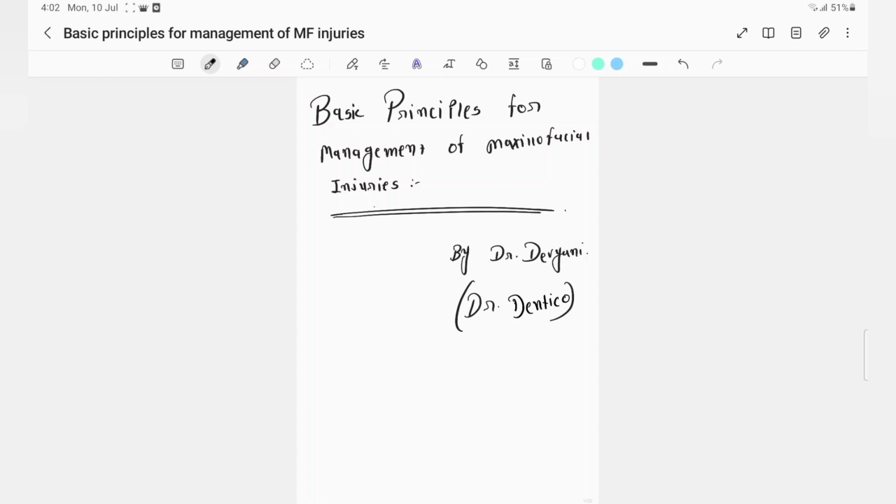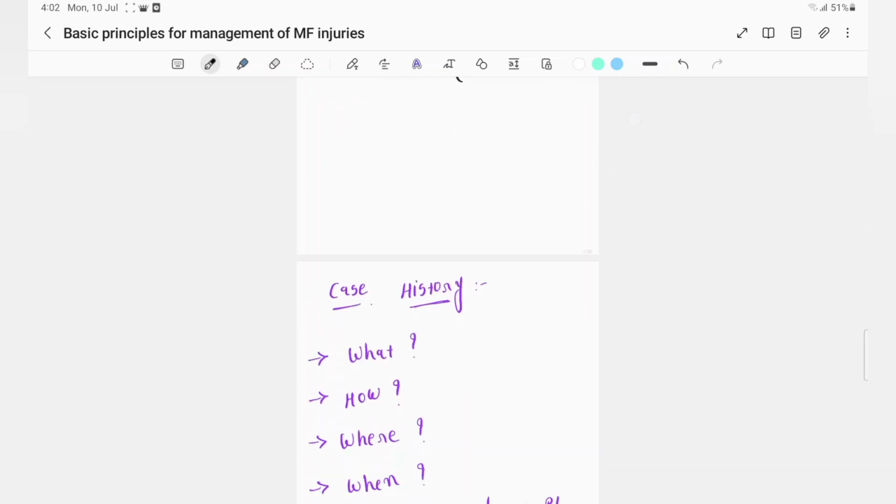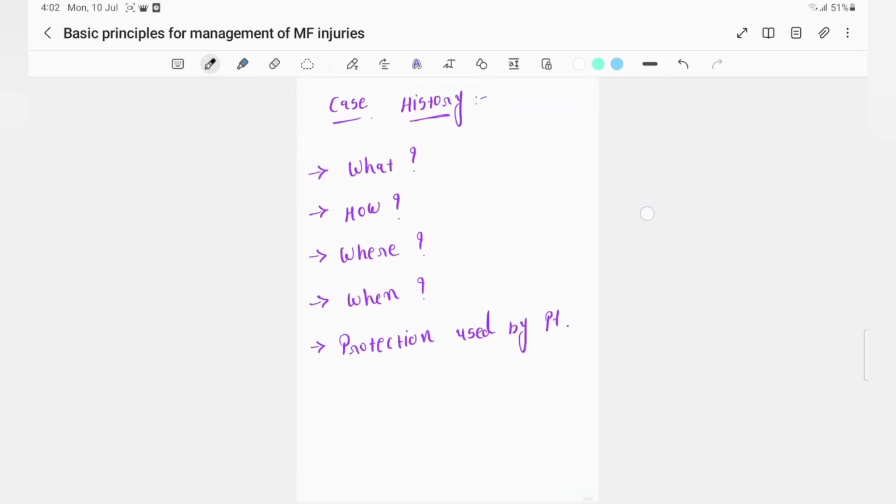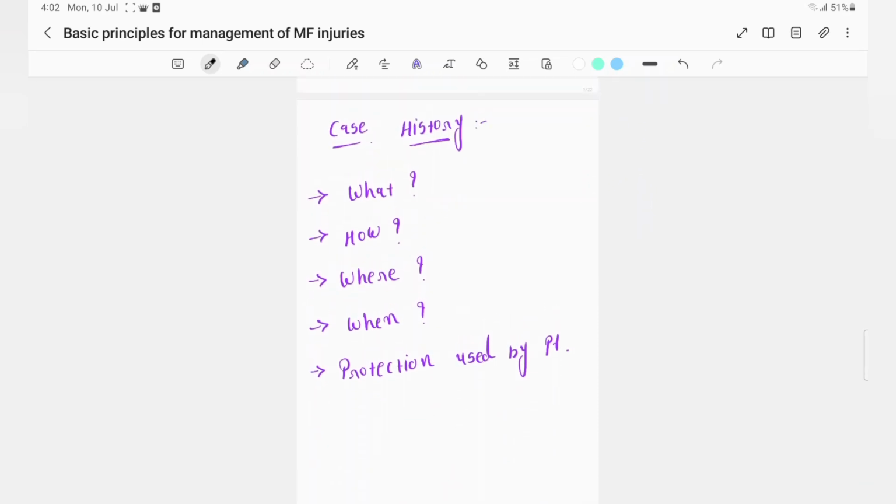Today we are going to discuss the topic of basic principles for management of maxillofacial injury. Before going to the main topic, I just want to highlight how you will diagnose and how you will take the case history of a maxillofacial injury patient. First, we will start with case history. For history taking, you have to ask mainly 5 questions to the patient. Which 5 questions? The first one is what is this? Second is how it occurs. The third one is where it occurs. The fourth one is when it occurs. And the fifth one is protection, which is used by the patient to protect themselves from injury.